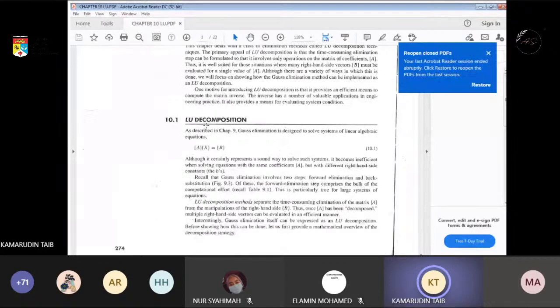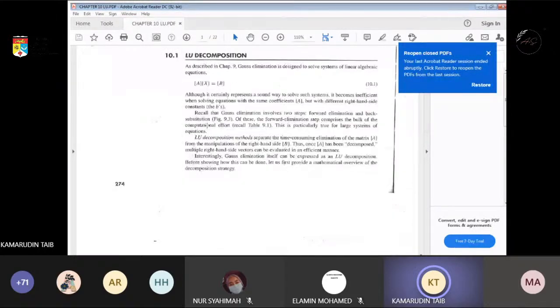Now what is the advantage of the LU decomposition method? This method separates the time-consuming elimination of matrix A from the manipulation of the right hand side B. Okay, so they give you a shift in time.